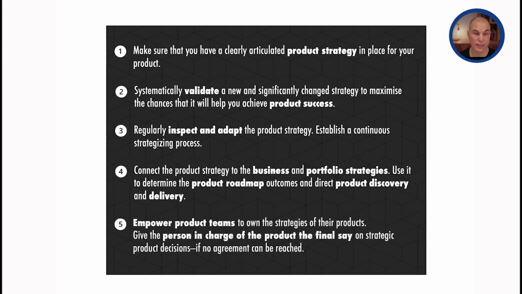So that's connected to discovery and delivery. And then, if you can, try and empower product teams to own the strategies of their products and give the person in charge of the product a final say if no agreement can be reached. I didn't say that on the previous slide when I talked about product teams, extended product teams. But what can happen is when you have this group of people and you try and reach consensus or agreement, that people are locked in arguments, and if despite your best efforts you can't reach agreement, then often it can be helpful to have somebody who can make a decision, at least for now, and that should be the person in charge of the product.